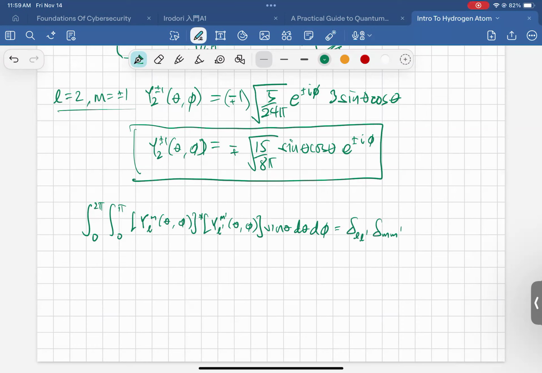Ibig sabihin lang yan, para maging 1 yan, dapat L is equal to L prime and M is equal to M prime. Otherwise, 0 silang lahat, and that makes them orthogonal. Okay? So how do we check for normalization and orthonormalization? Let's consider, for example, Y00.